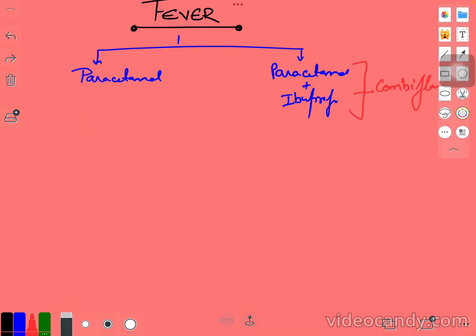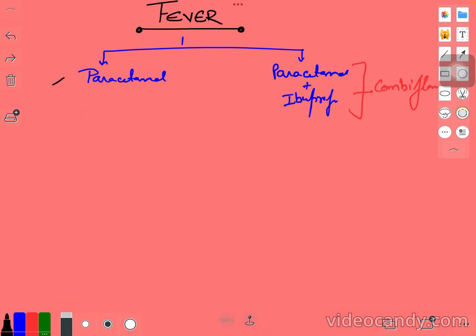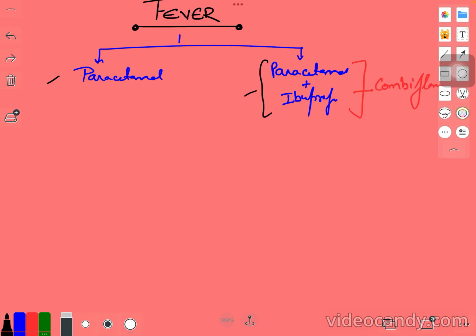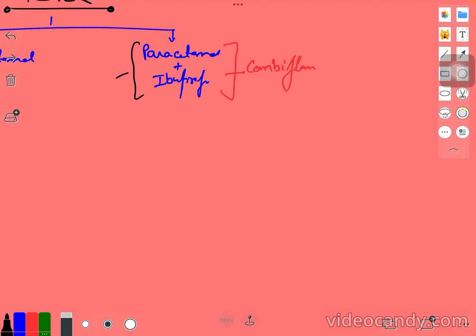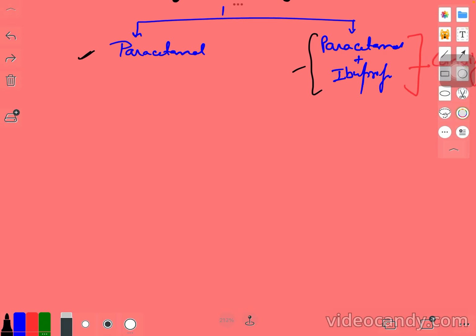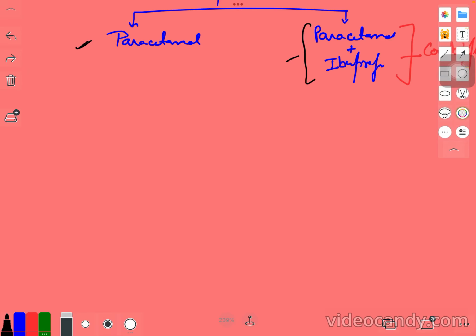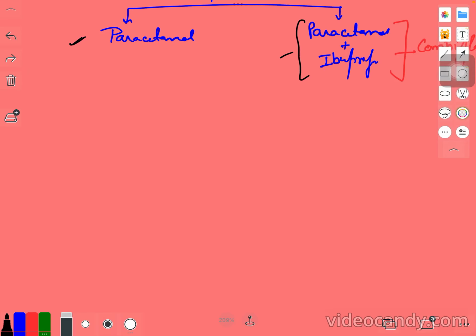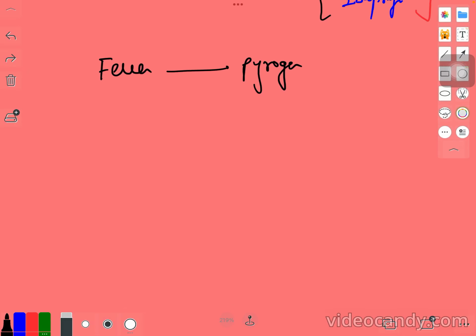Now, why sometimes we use paracetamol? However, in some conditions we use this combination, right? In order to understand this main question, we need to understand the mechanism of fever at the molecular level. So, we know that fever is caused by pyrogens. If there is pyrogen present, there will be fever. However, there is a catch. What catch is it? We will see that.